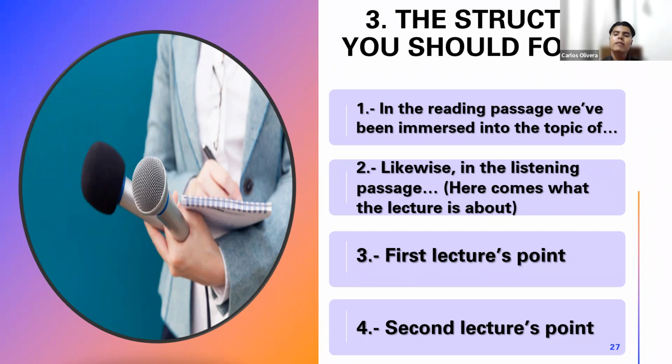So in the reading passage, we've been immersed into the topic of mitosis, and then I offer my summary of what the reading passage said, of course. As I said, the summary here is exactly the same that you did before. You summarize what the reading passage says. For example, in the case of mitosis, I would say something like, in the reading passage, we've been immersed into the topic of mitosis.